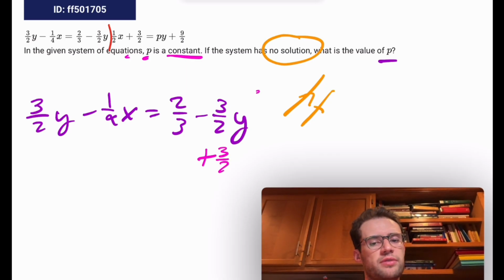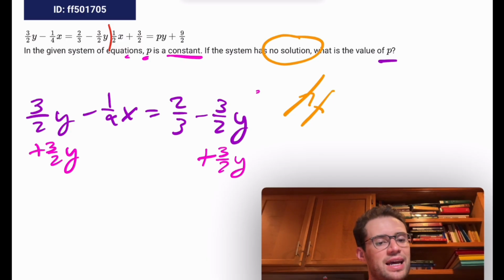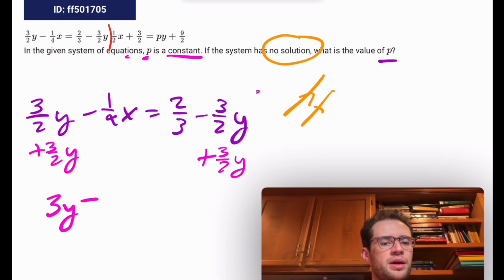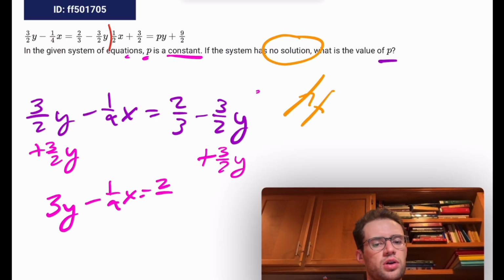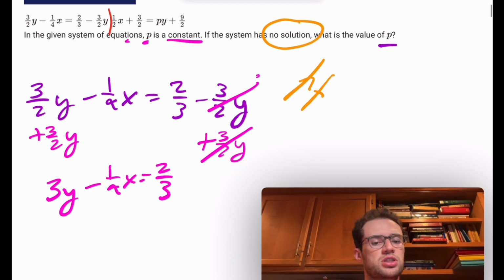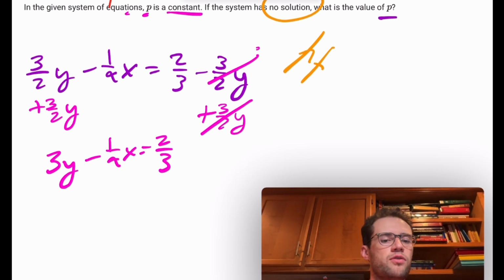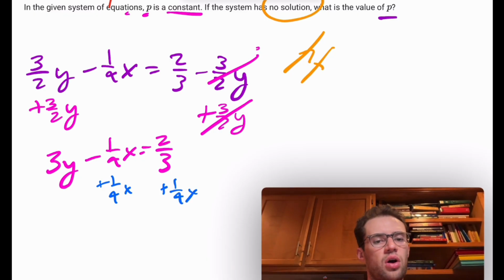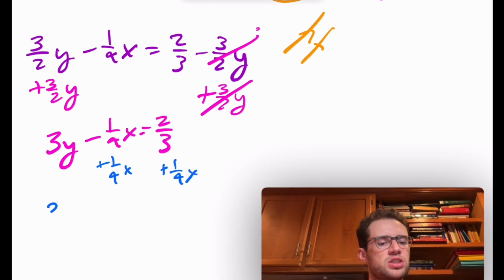So again, I'll add 3/2 y to both sides. And 3/2 y plus 3/2 y would give us 6/2 y, or you just say 3y. So 3y minus 1/4 x equals 2/3. Over here, negative 3/2 y and positive 3/2 y will just cancel out. They add up to 0. And now I'll add 1/4 x to both sides, because I could have done that along with that in the first step. But that gives us 3 times y is equal to 1/4 x plus 2/3.